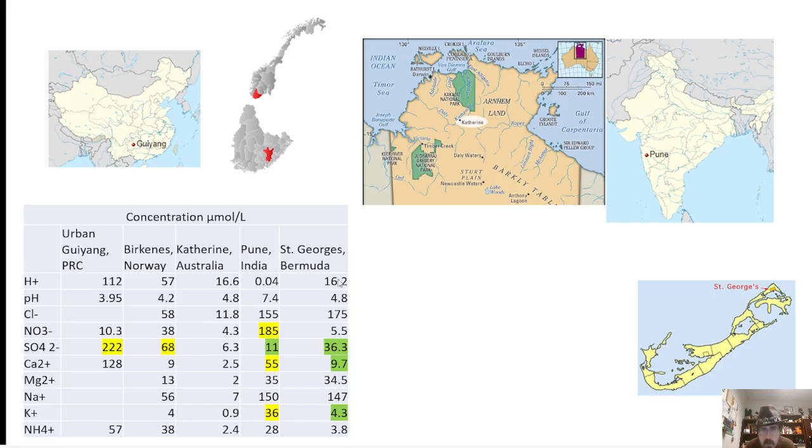And St. George's in Bermuda, definitely near the ocean, though surprisingly we have a lot lower sulfate and calcium and potassium in relation to your other things like sodium and chloride.